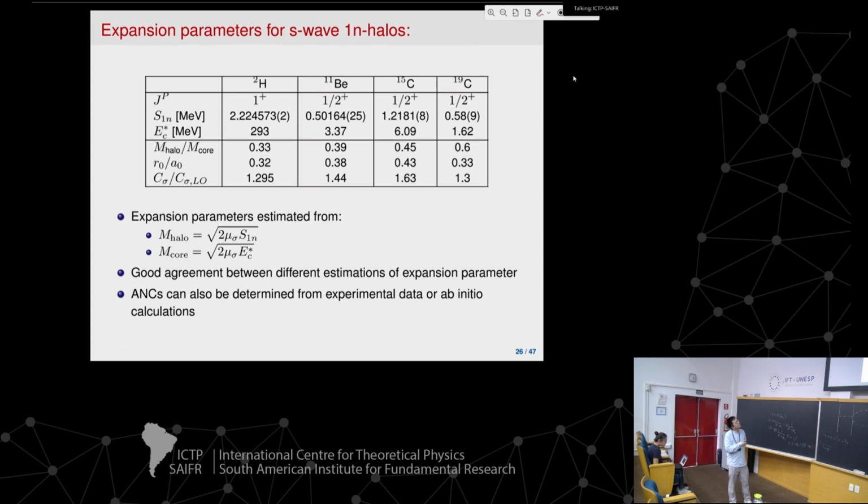So in fact, it's not always that you know R0 and A0 from the experiments, because sometimes you don't have the scattering data from the experiments. But on the other hand, the A and C can be determined from either experimental data or from an ab initio calculation, because you can use ab initio calculations to determine the wave functions and extract the asymptotic behavior of the wave functions. And this will help you to determine A and C. So you can use this to help you determine the expansion coefficients in the halo effective field series.